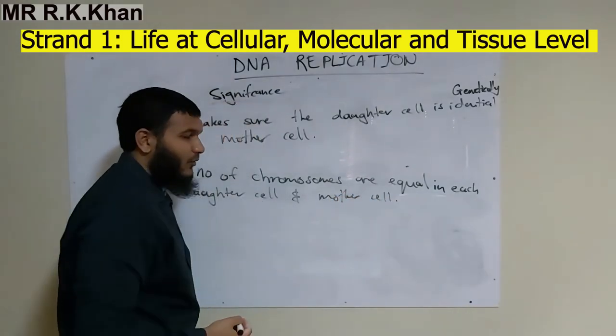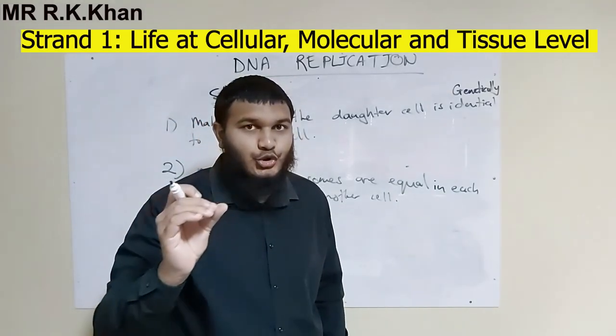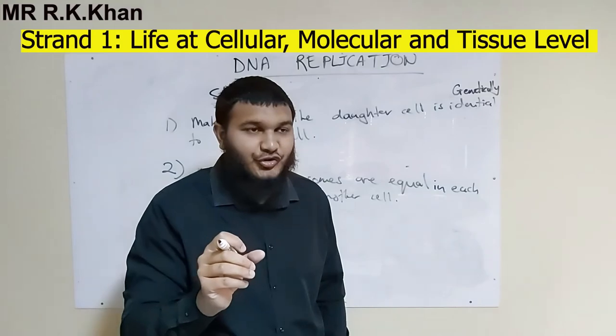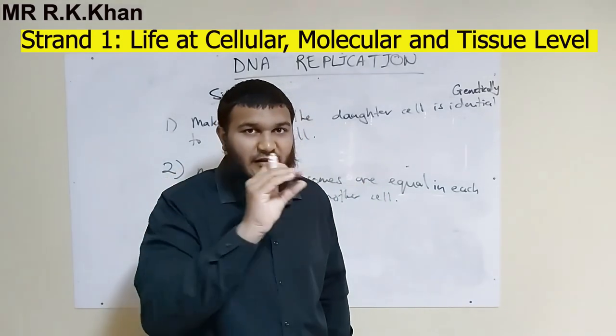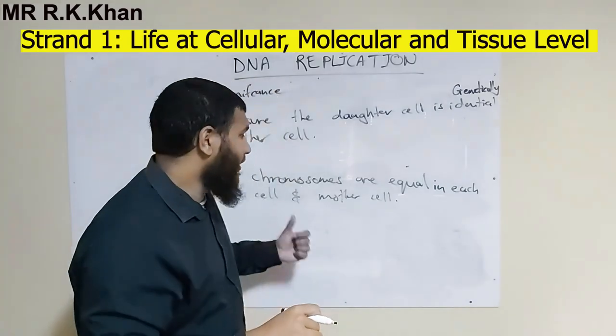But why do I say in each daughter cell? Because at the end of mitosis, there are two new cells. So these two new cells are called daughter cells. So in each daughter cell, there must be an equal number of chromosomes, and that number must also equal that of the mother cell.